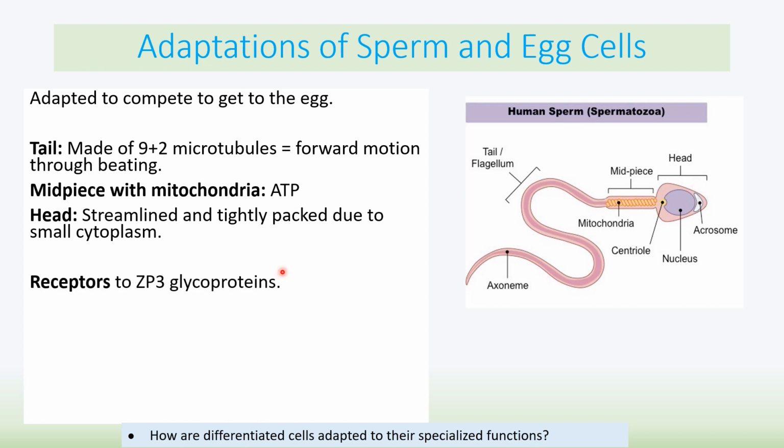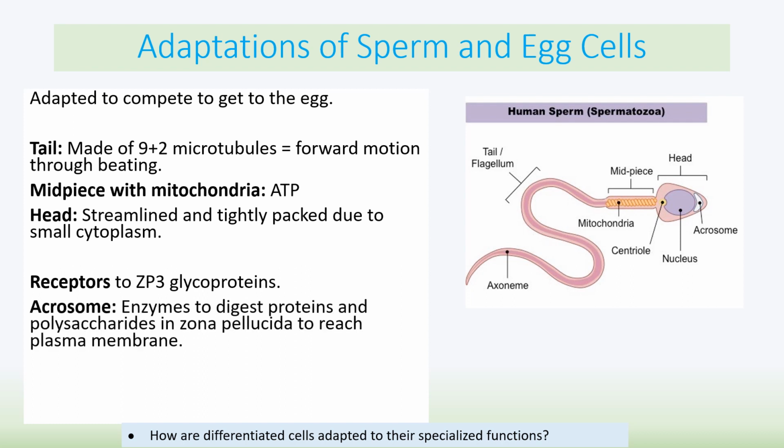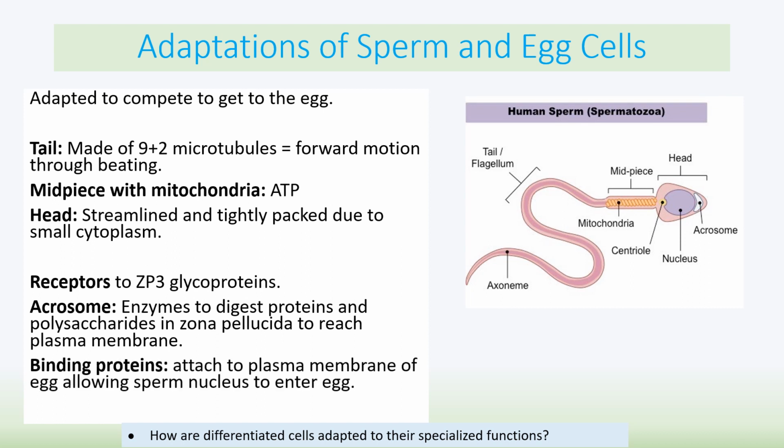It also, however, has receptors that are complementary to the ZP3 glycoproteins in the zona pellucida of the egg that we just mentioned. And we said the acrosomes basically have enzymes that can digest the proteins and polysaccharides in the zona pellucida to reach the plasma membrane of the egg. It has binding proteins which attach to the plasma membrane of the egg.